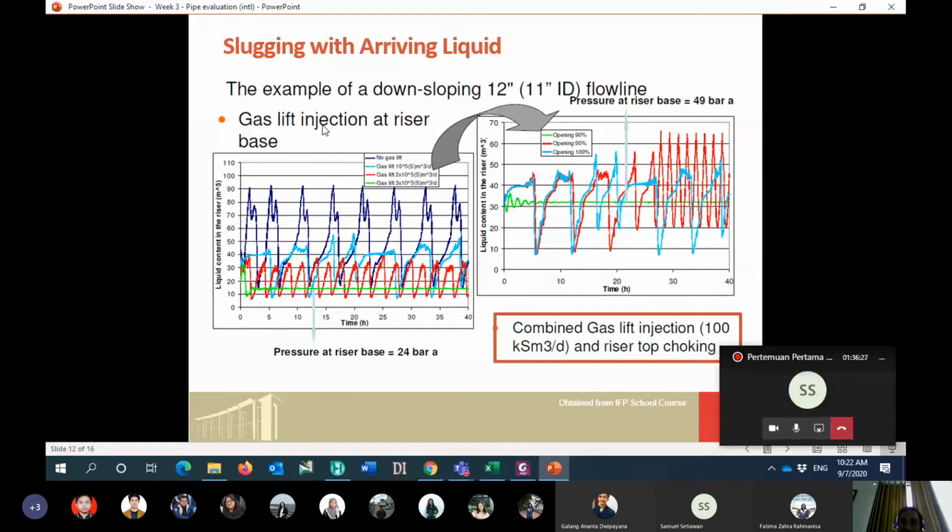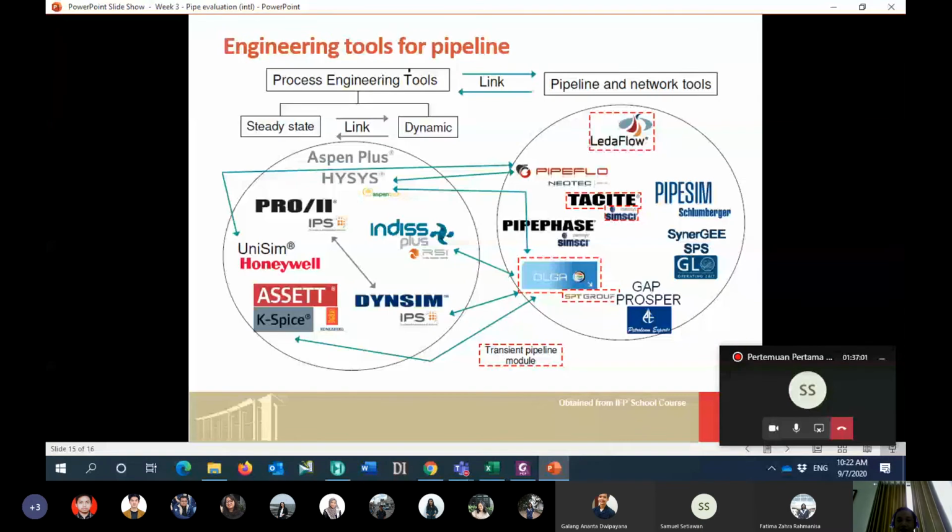Okay, as I mentioned before, the one way to move from slugging to annular is by increasing the linear velocity of the gas. So you inject gas in order to increase the velocity of the gas. From the blue curve in here, it will end up with the green in here, so it means it's stable. This is by gas lift injection. This is I think just additional information.